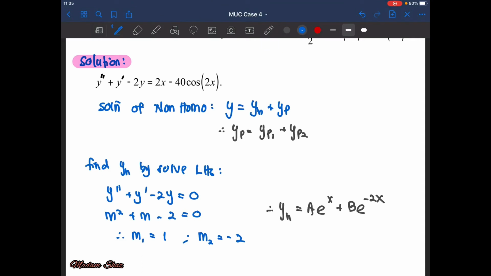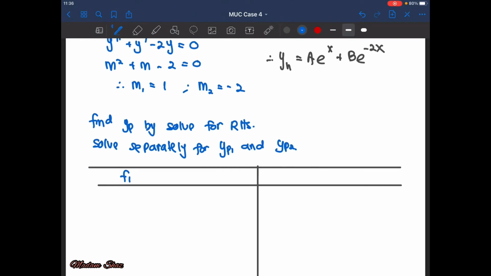Now you have to solve for yp. In order to solve for yp, you have to solve for yp1 and then for yp2. For yp1, you solve according to case 1, whereby f1(x) is equal to 2x. f2(x) is equal to negative 40 cos 2x. Make it in a table so that it's easy for you to refer to what is your yp1 and what is your yp2. For f1(x), you have to write your yp1 according to the polynomial function.